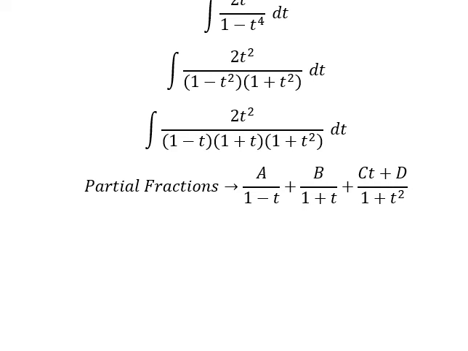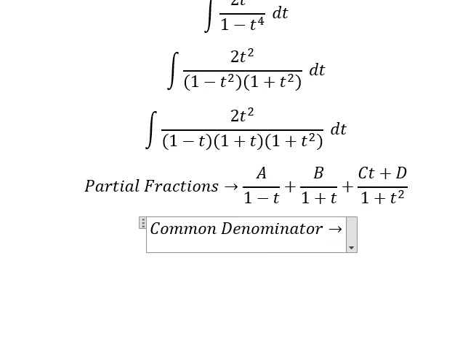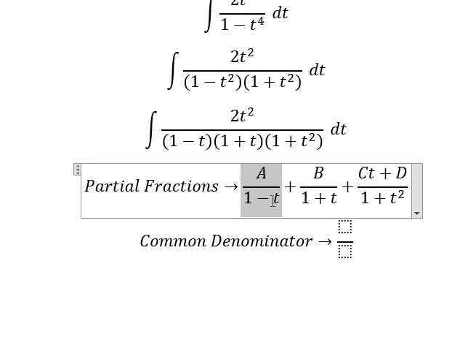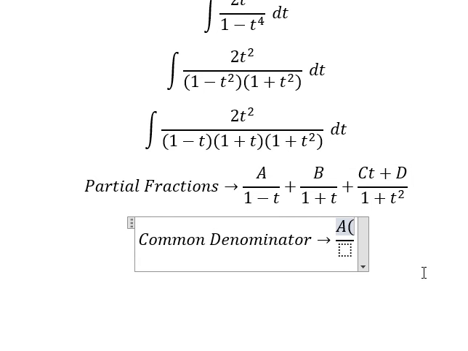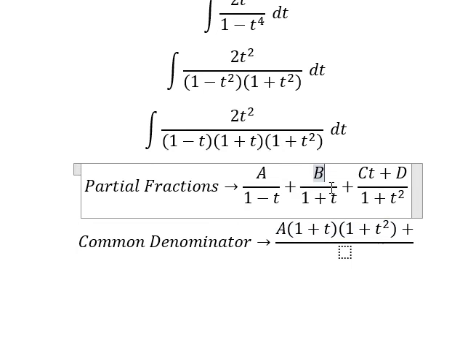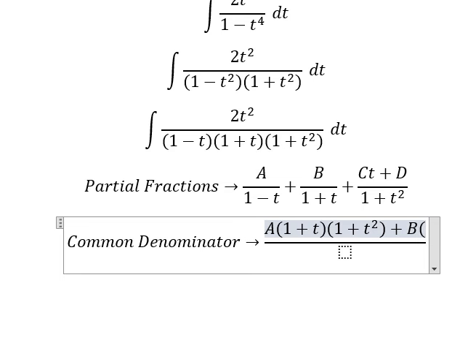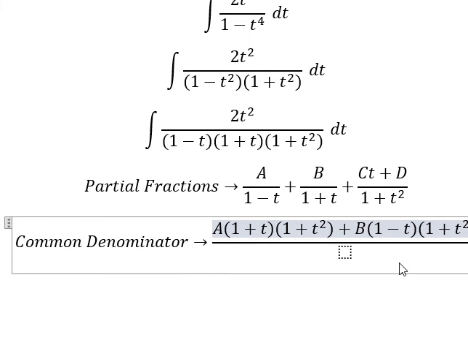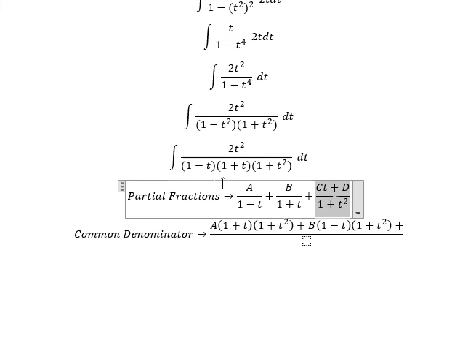Now we can do the common denominator. So this one is missing 1 plus t and 1 plus t squared. So capital A multiplied by 1 plus t and 1 plus t squared. About this one, it is missing 1 minus t and 1 plus t squared. So capital B multiplied by 1 minus t, 1 plus t squared. About this one, it is missing 1 minus t, 1 plus t.